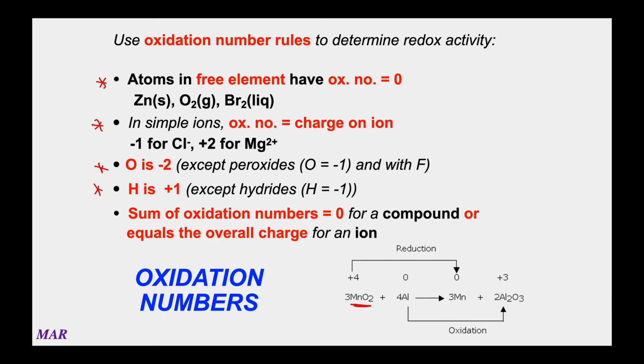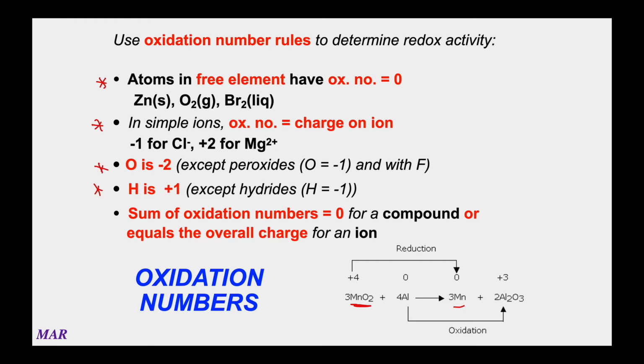So that manganese 4 oxide has oxygen -2 for the oxidation numbers, and it has a +4 oxidation number for manganese. Now on the other side, you've got manganese by itself. This is elemental manganese, all right? And elemental manganese, like all the atoms that are free elements, will have oxidation numbers of 0.